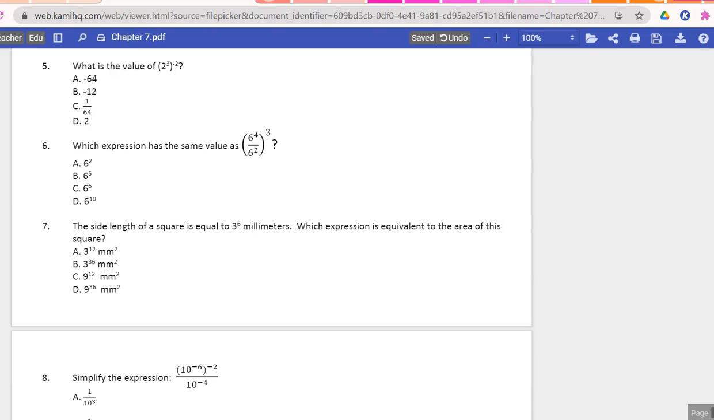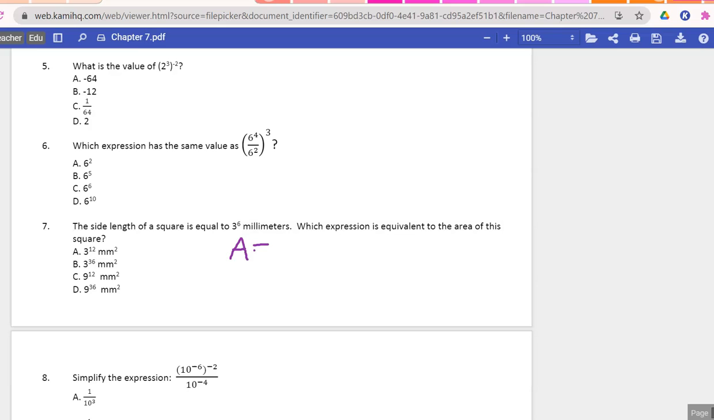Next, we're going to number 7. Number 7 tells you that the side length of a square is equal to 3 to the 6th millimeters, not milliliters. Which expression is equivalent to the area of this square? This requires you to remember exponent rules and remember how to find the area of a square.